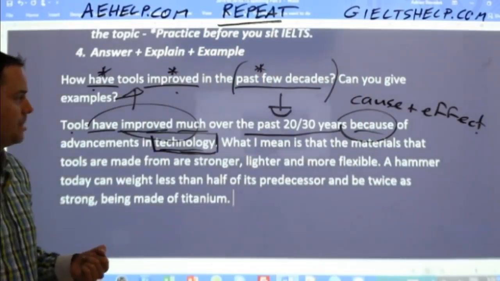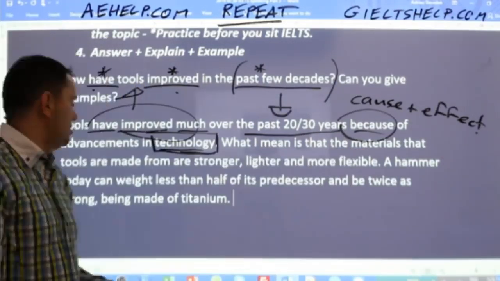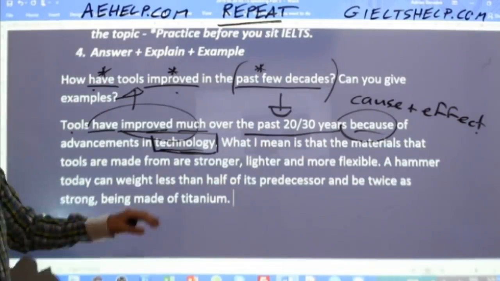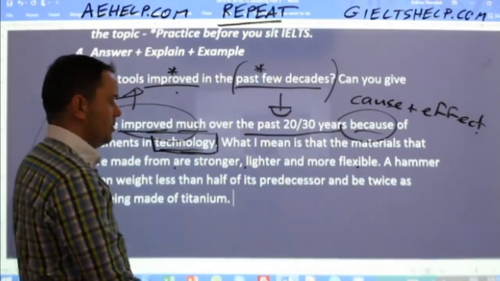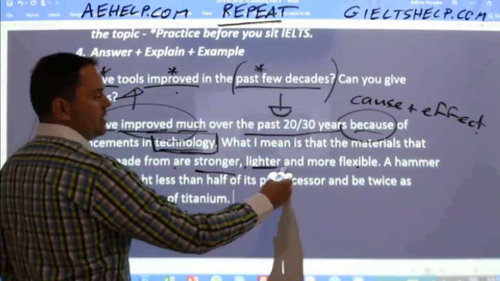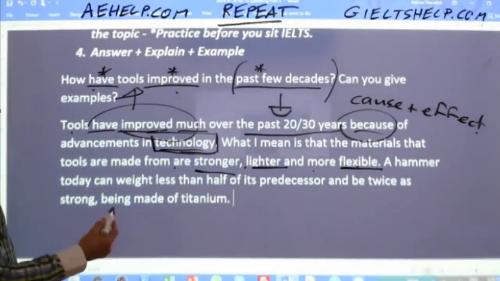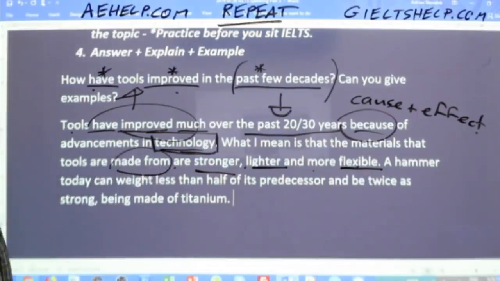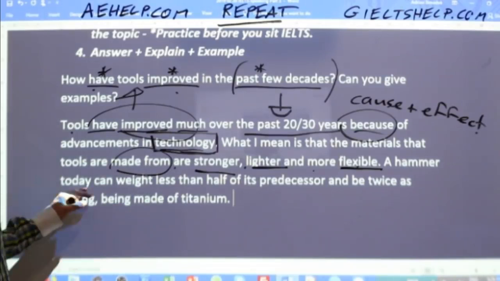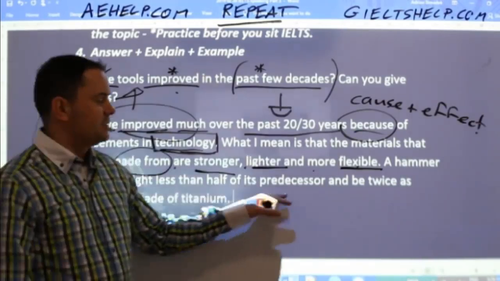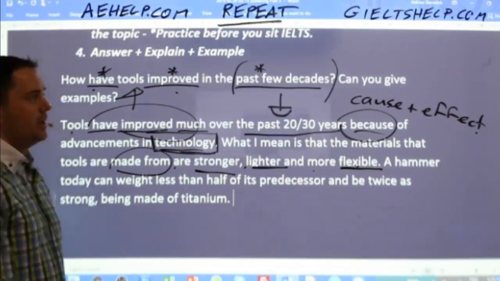Okay? And then here, I go into deeper explanation. What I mean is that the materials that tools are made from are stronger, lighter, more flexible. Okay? So stronger, lighter, more flexible. Vocabulary, okay? Made from, using passive voice. Okay, so that's the passive. A hammer today can weigh less than half of its predecessors and be twice as strong, being made of titanium.